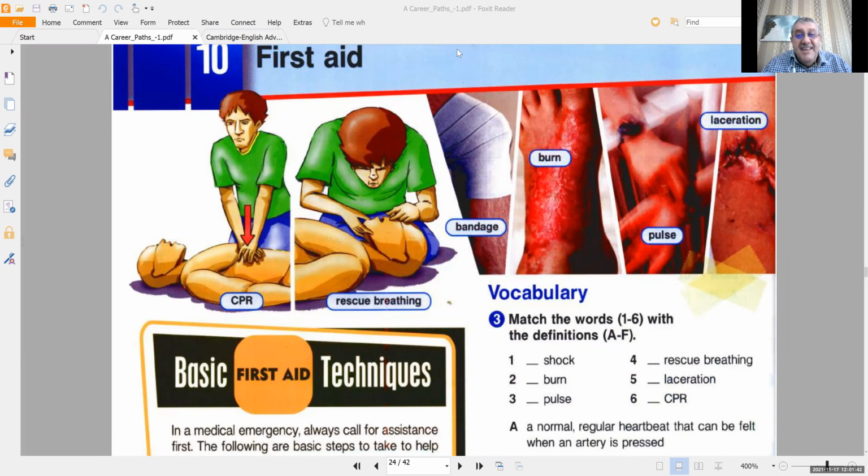Now we have to fill the gaps. Fill the gaps with the suitable word. So we move to the next one. We have first aid, wound, first aid, bandage, pressure, and assess. So number one, the doctor will need to blank the victim's condition. So the doctor will need to what? To assess.